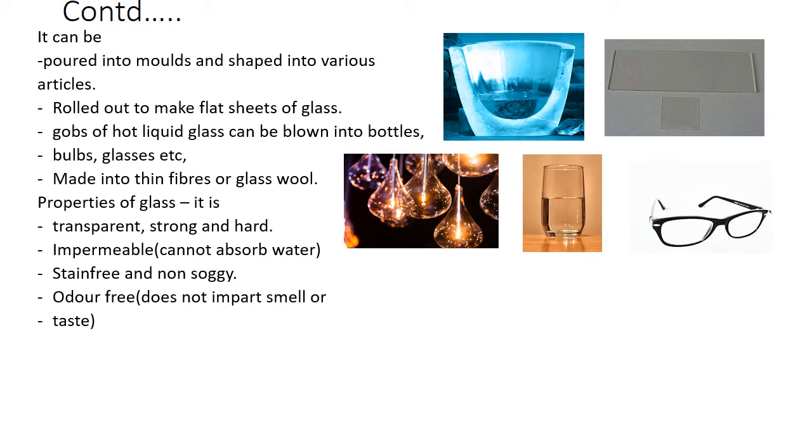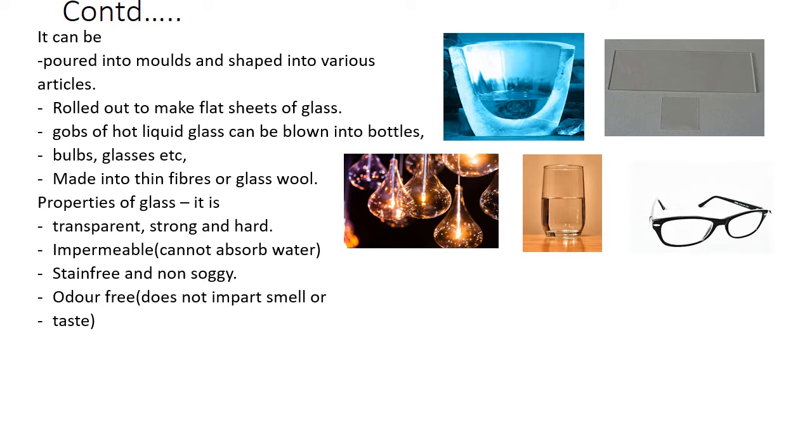Now we have the sponge. When you pour water on the sponge, what happens? It absorbs all the water. Suddenly you find that the topmost layer of the sponge becomes dry. Why? Because it has absorbed all the water inside. So that is the property of the sponge. Now glass is impermeable because it cannot absorb water.